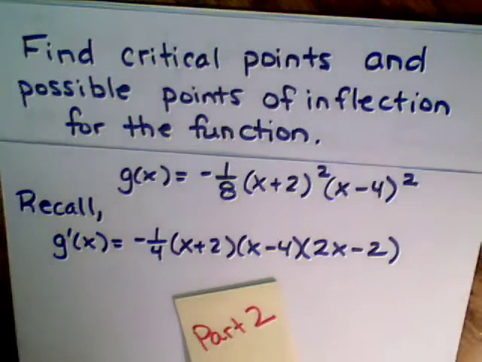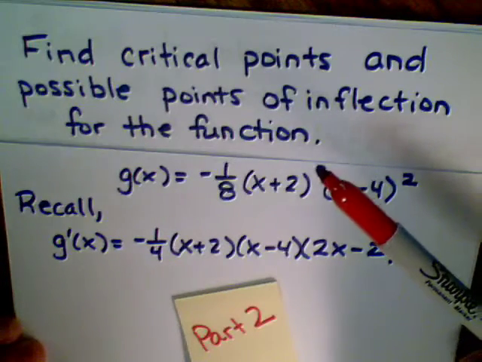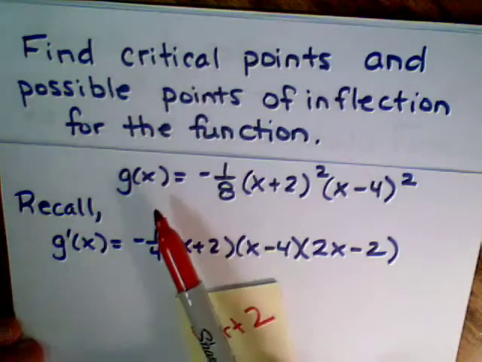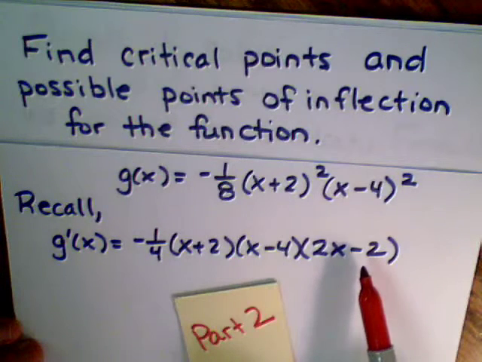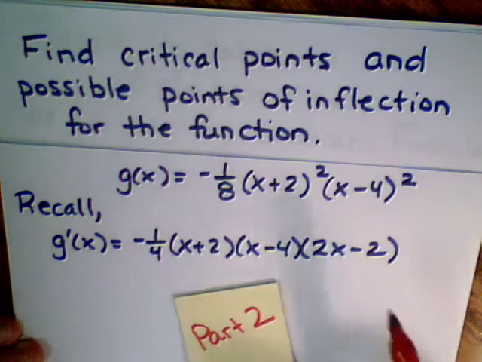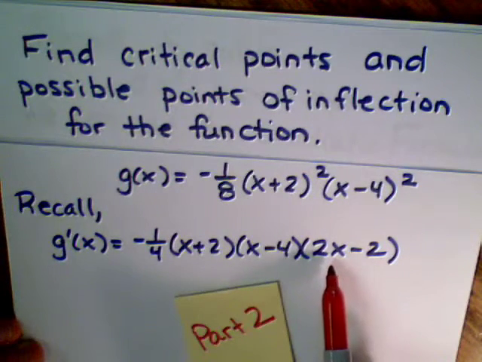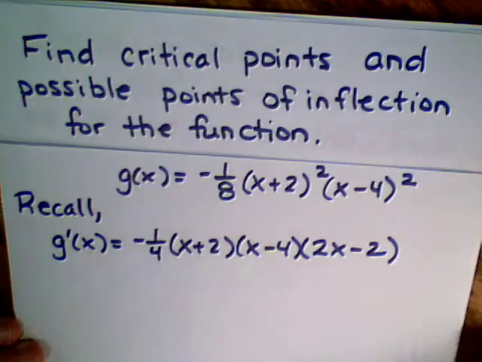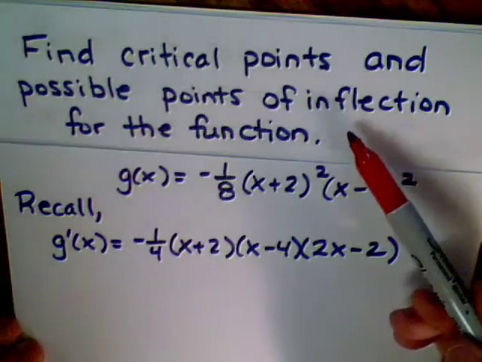Okay, we're back again for part 2 of a video demonstrating how to find critical points and possible points of inflection for a function. In part 1 we found the critical points of g by taking the first derivative, writing it in factored form, noticing that it's defined everywhere, but its zeros are -2, 4, and 1. So the critical points of g were -2, 4, and 1. In part 2 of this video, we're going to find the second derivative. Its zeros will be the possible points of inflection for g.